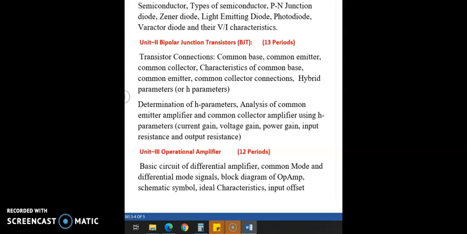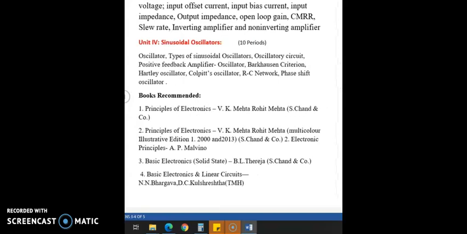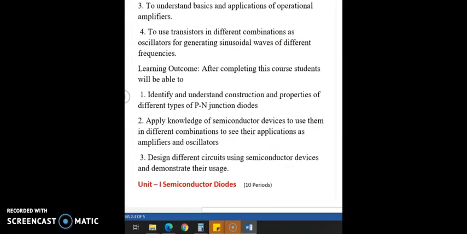Second unit is bipolar junction transistor, in short we say BJT. What is B, what is J, what is T, what is bipolar, transistor connections: common base, common emitter, common collector connections, hybrid parameters, determination of H parameters, analysis of common emitter amplifier and common collector amplifier using H parameters. Current gain, voltage gain, power gain, input resistance and output resistance.